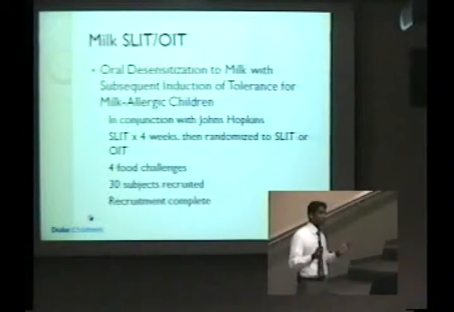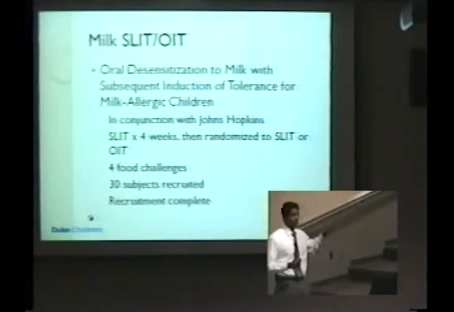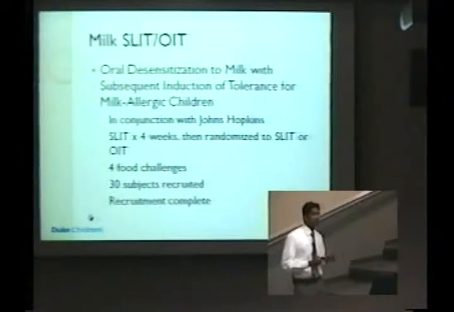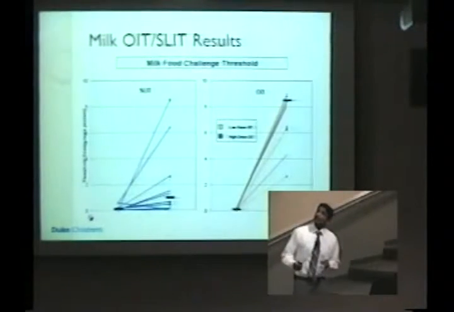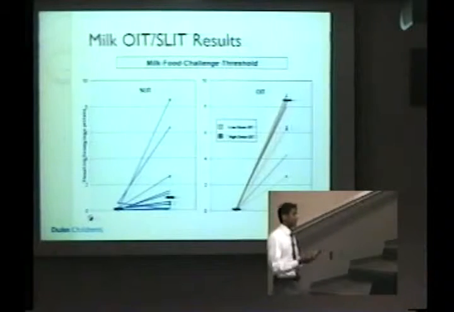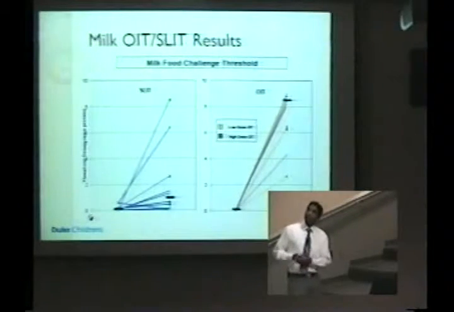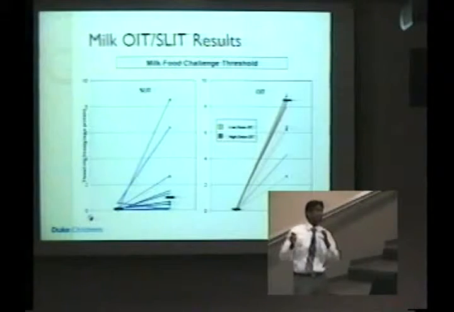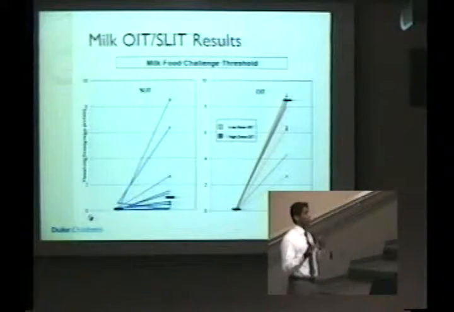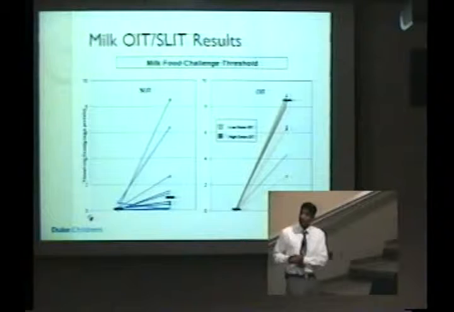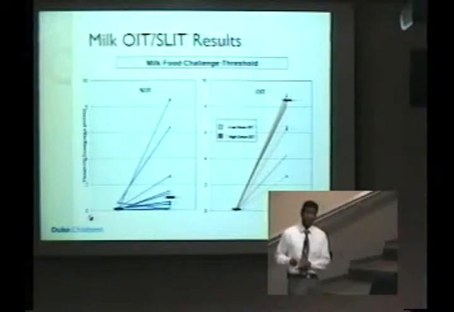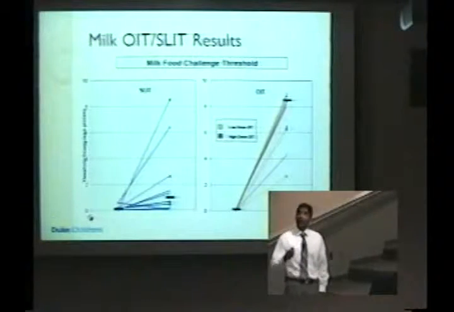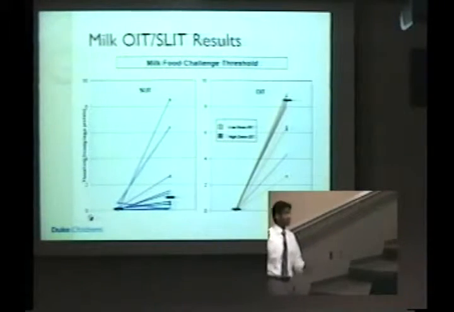I'm going to show you some preliminary results that were presented at our last allergy meeting in New Orleans at the end of February. So looking at the amount of milk these patients could tolerate before and after treatment, both the SLIT and the OIT had increased amounts of milk that they could tolerate after therapy. This, although it is less than this, was significantly different than what they reacted to at baseline. So both are effective. One looks like it's more effective.